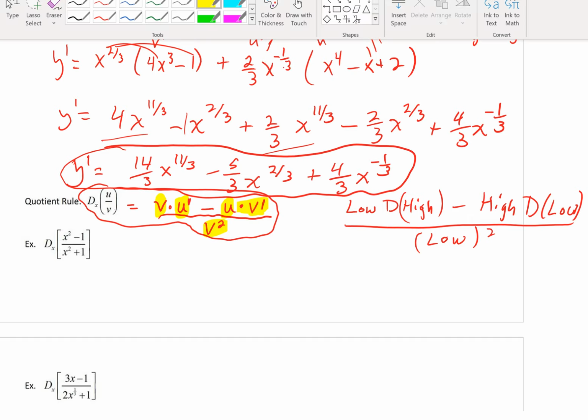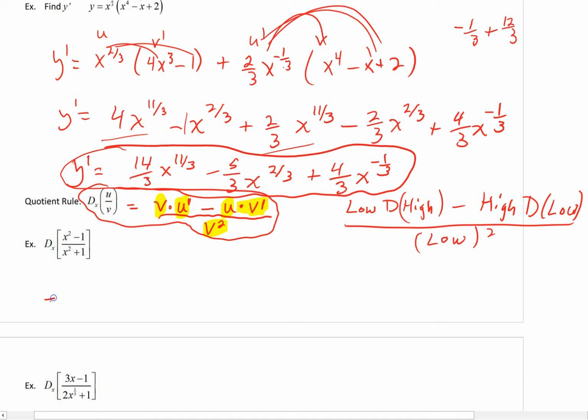Well, let's go ahead and see if we could work out this example at the bottom. This derivative would be the low function. Here's x squared plus 1. We'll say derivative of the top. What's the derivative of x squared minus 1? Well, guys, that's 2x. Minus the upper function, that's x squared minus 1. How about the lower function down there? Well, that's going to be a 2x. And then down below we'll have our low function squared.